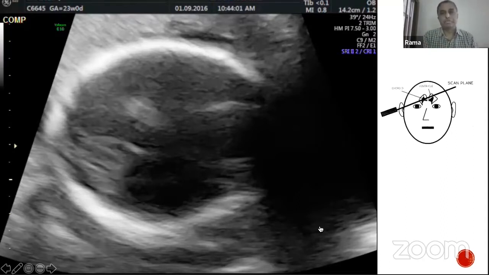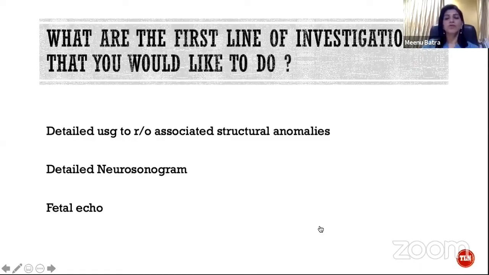Thanks, Meenu. So, in our case, we had bilateral mild ventriculomegaly on axial. So, TLN, when you have a patient like this, you've seen that both the ventricles are mildly dilated on axial views. What is the first line of investigations that you would want to do?